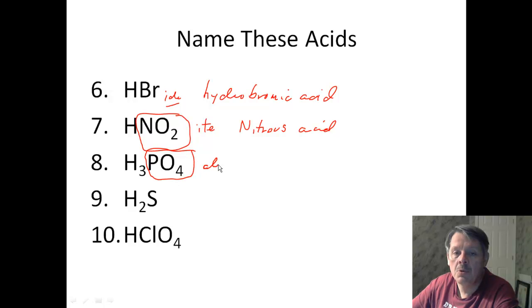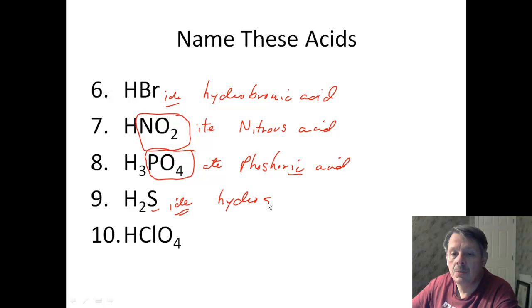How about this one? H3PO4. PO4 is phosphate. So this is phosphoric acid. Right, how about this one? Well, that's hydrogen sulfide. So ide means it's a hydro-ic acid. So it's hydrosulfuric acid.